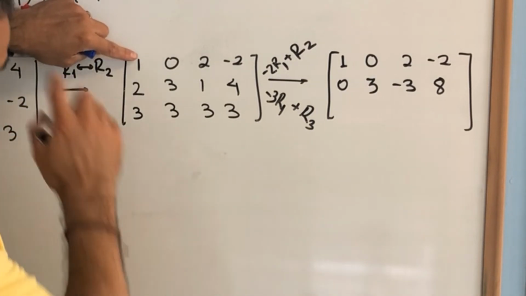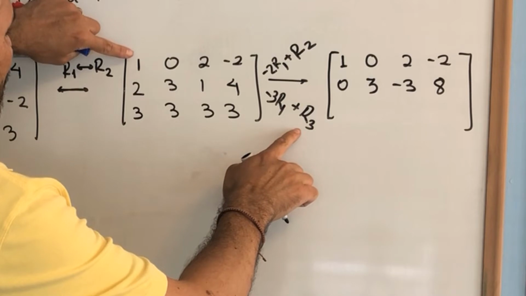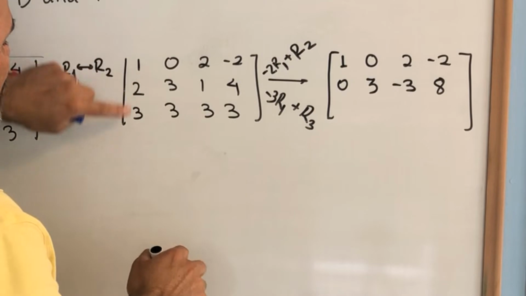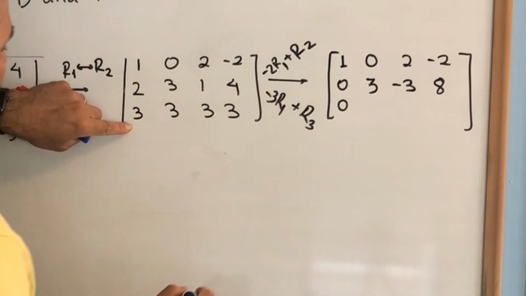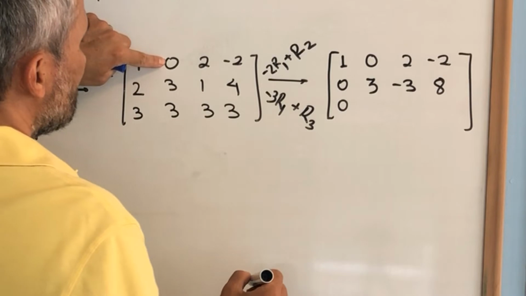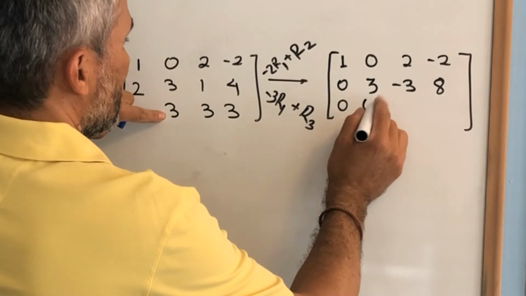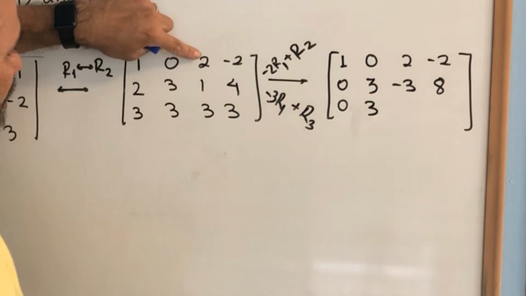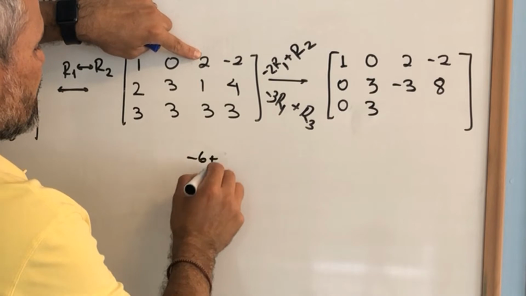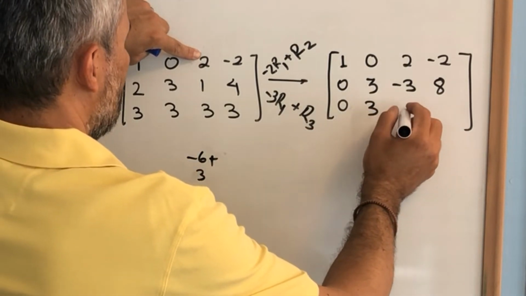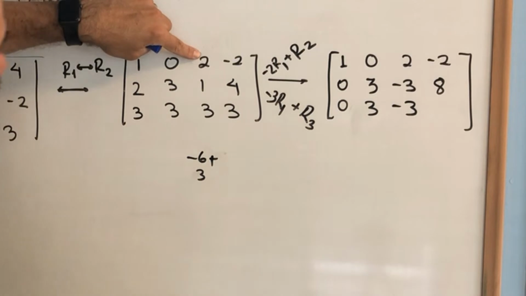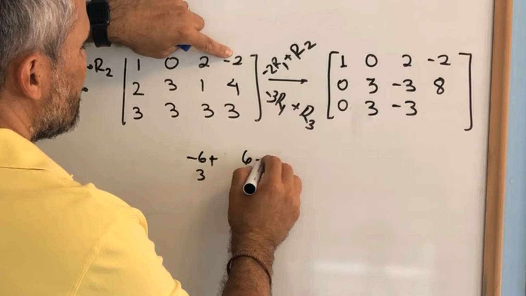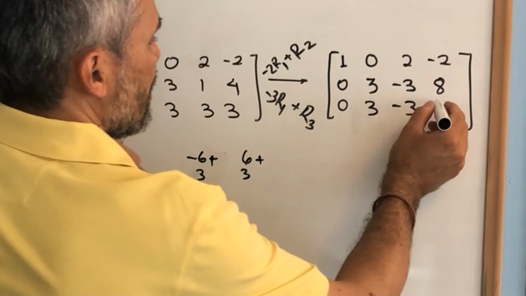Now we change row 3 by adding negative 3 times row 1. Then we multiply by negative 3 and add. Then we get 0. Here we get 0 times negative 3 plus 3 is just 3. Negative 3 times 2 is negative 6 plus 3 is just negative 3. And here we get negative 3 times negative 2 is 6 plus 3, it would be 9.